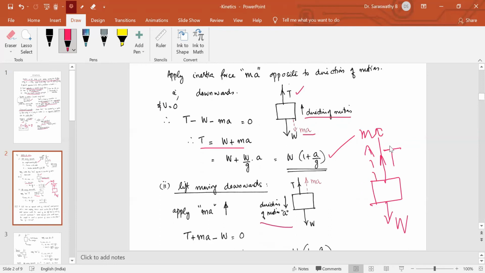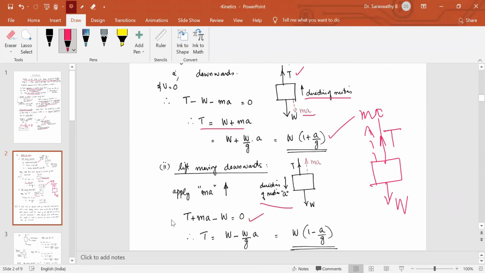So now we write down the equation. T plus Ma, both are acting upwards. T plus Ma minus W is equal to 0, or T is equal to W minus Ma, or W into (1 minus a by g). So when the lift is moving up, the tension is larger, and when it is moving down, the tension in the rope is less, (1 minus a by g). So this is a very simple illustration of D'Alembert's principle.